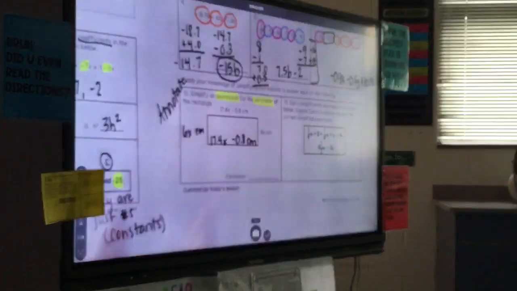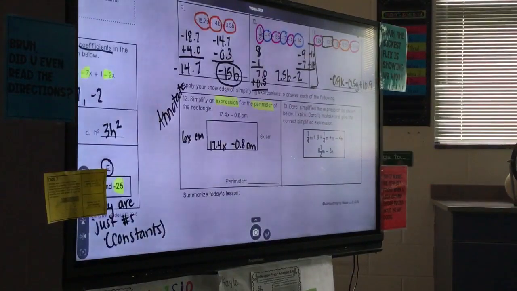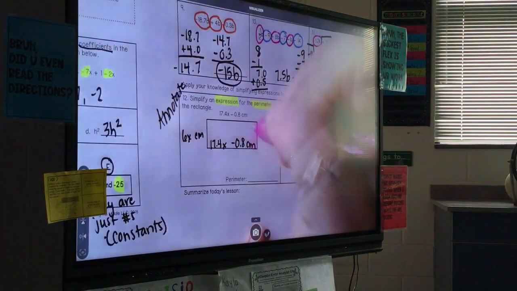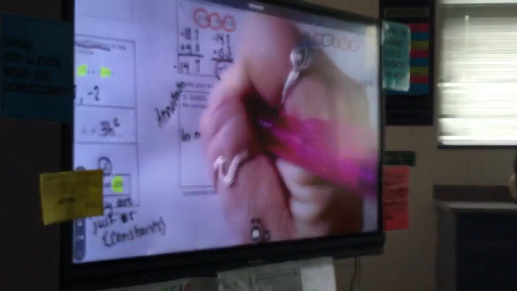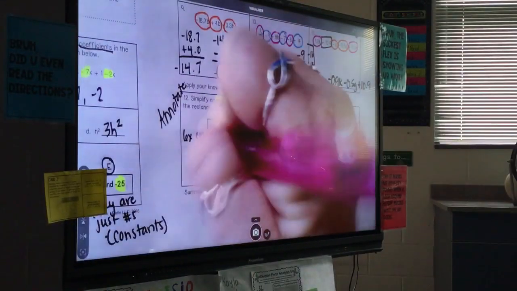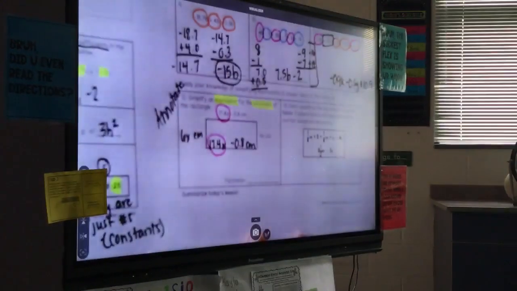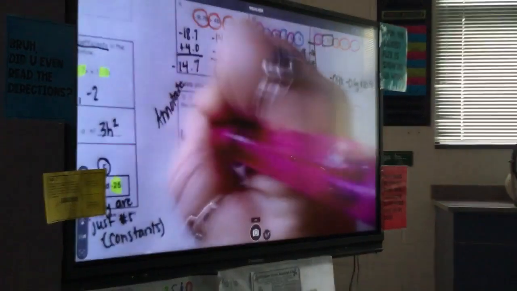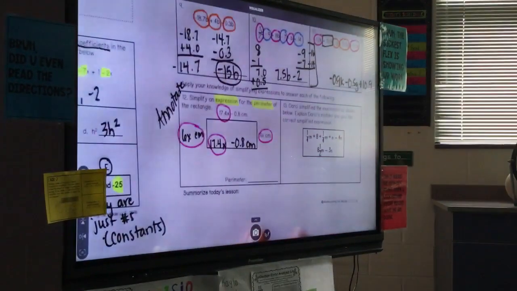All right, now go ahead. We're combining like terms, you said, right? So identify all the like terms for me. 17.4x and 17.4x and 6x centimeters and 6x centimeters. Okay. And what am I doing with all of those?